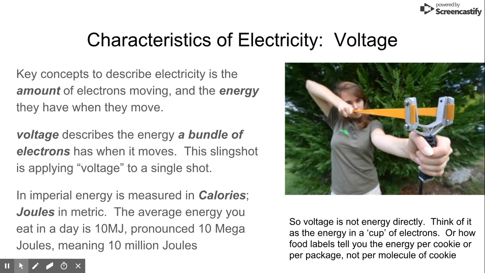So it's a bundle. If we wanted to show this person having the equivalent of a cup of electrons, they would have a bag at the end, like a hacky sack filled with particles. And then you could say, oh, they put all this energy into the bag of particles. So 1 volt is 1 joule of energy put into a bundle of electrons called a coulomb.